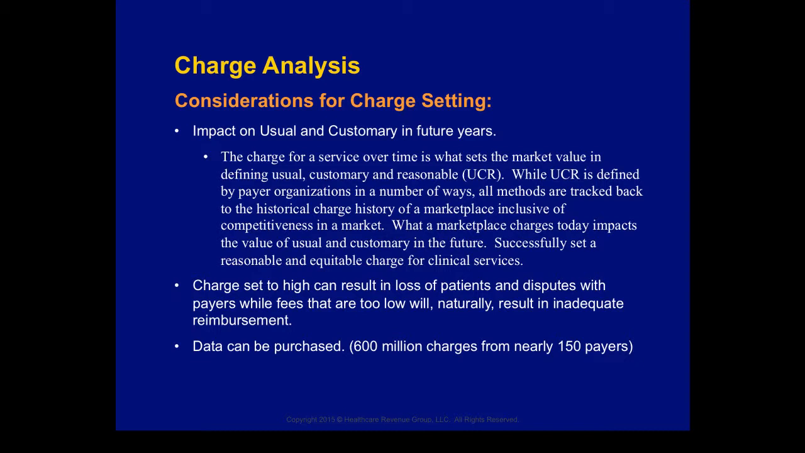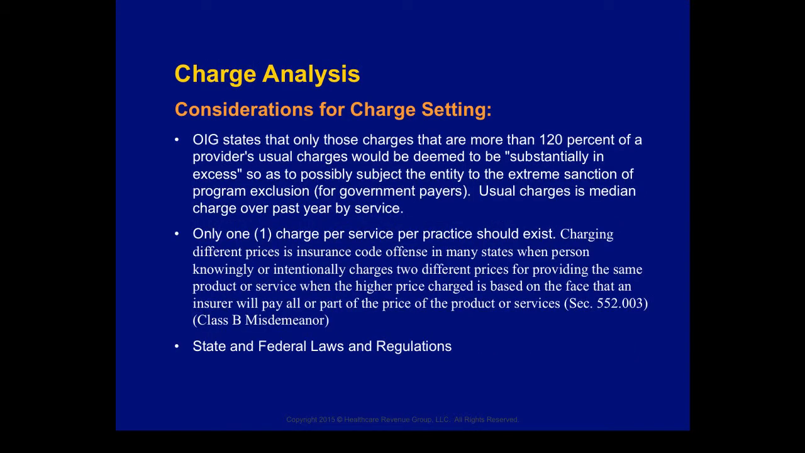Well, where do you get some of this data? Well, you buy it. It's data that exists. Every claim that goes out the door has a charge value on it. That charge data is compressed and merged and combined. For example, our firm, we buy $600 million of charges from nearly 150 payers to come up with what UCR looks like.